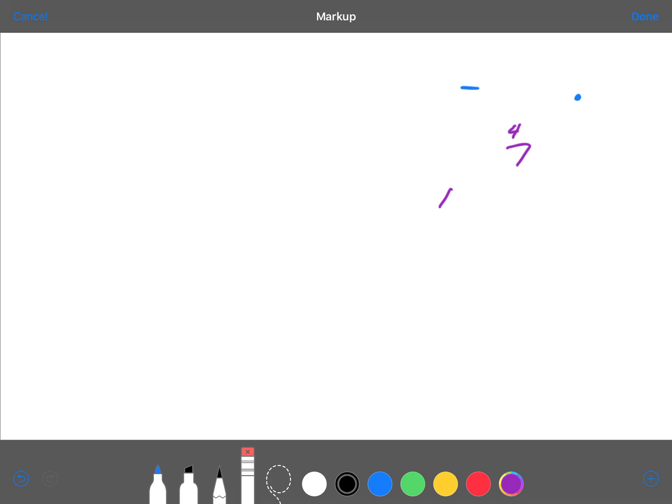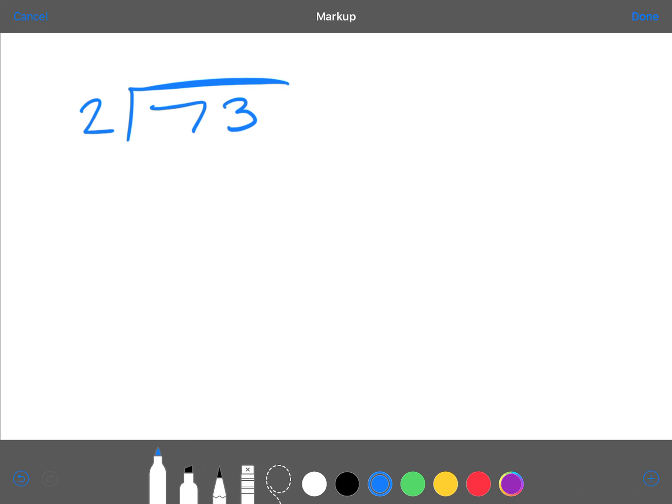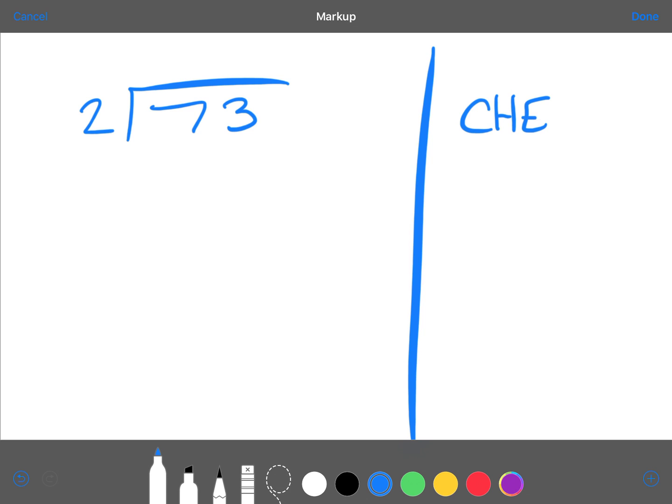Okay. So here's just one more example so you can see it's going to be a smaller one. I just really want you to focus on checking your work. Okay, so I'm going to have 2. Let's do 73. Okay, again, I know that this is a smaller problem. Check over here. Okay. Divide, multiply, subtract, check, bring down.